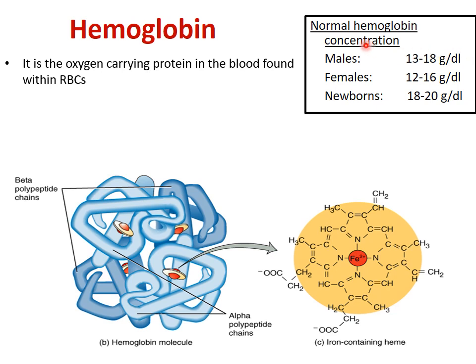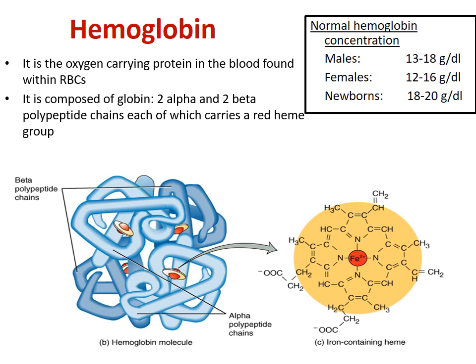Now, I want you to think about these three values. Why is there a difference in these three individuals, males, females, and newborns? Why is it very high in newborns? We have seen, when I discussed the red bone marrow, that in a newborn, all the bones in the body have red bone marrow. That is the reason why you see higher RBCs, and when the RBCs are higher in number, the hemoglobin content or concentration will also be higher.